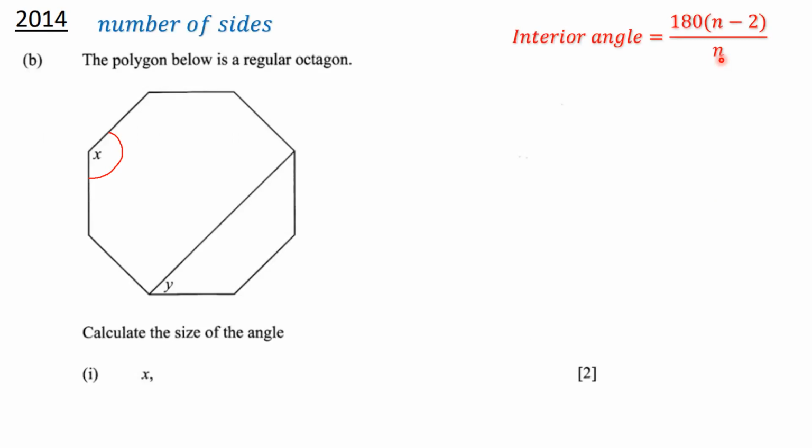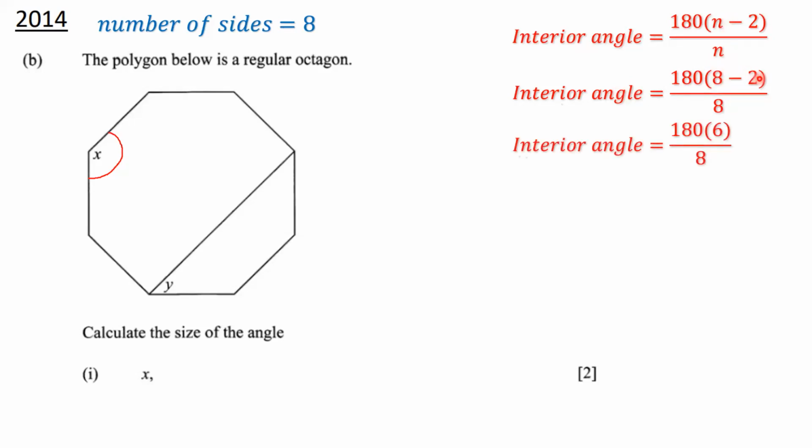And what is the number of sides for this octagon? It's definitely 8. So wherever we see n, we're going to put 8. And so we have the interior angle is going to be equal to 180 multiplied by 8 minus 2 all over 8. So we say 8 minus 2. What is 8 minus 2? 8 minus 2 is definitely 6. And so we have 180 multiplied by 6 all over 8.